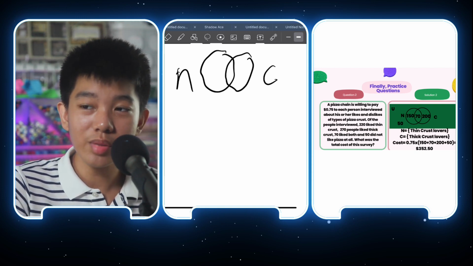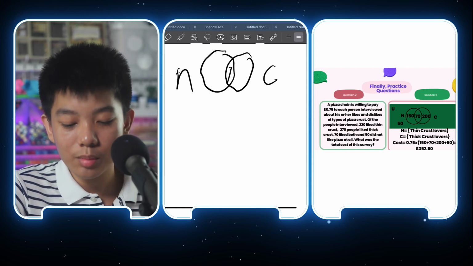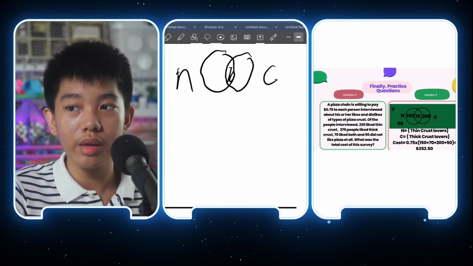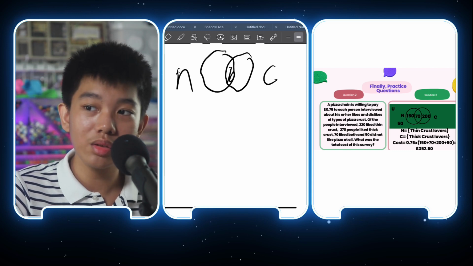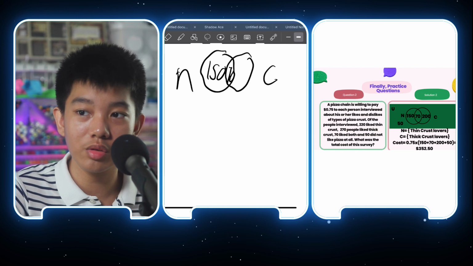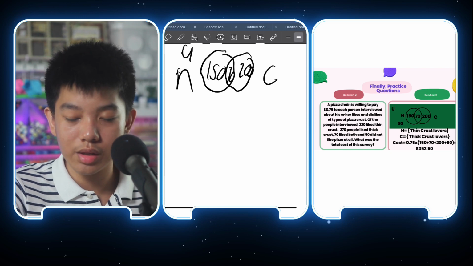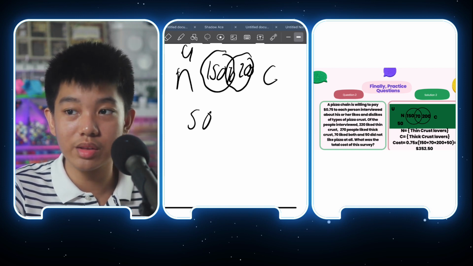Since 70 people like both, put 70 in the middle. Subtract 70 from the 220 who like thin crust to get 150, and subtract 70 from the 270 who like thick crust to get 200. Then just add U here to represent the 50 who don't like pizza at all.